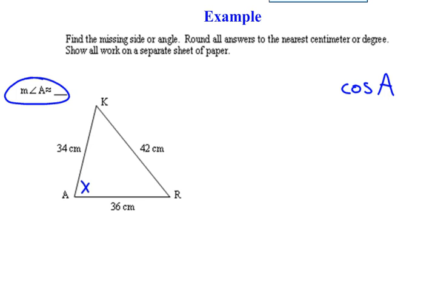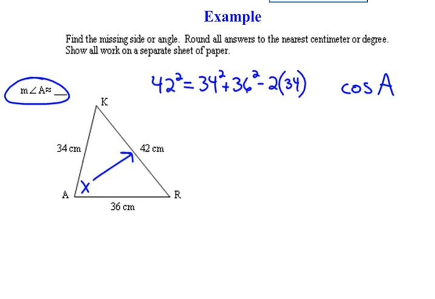That means side A has to go out in front. Well, side A is the side opposite angle A. So the 42 squared has to start out the law of cosine. Now we put the other two sides in the other spots. So we have 34 squared plus 36 squared minus 2 times 34 times 36.